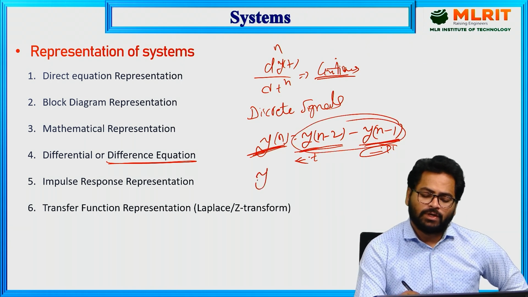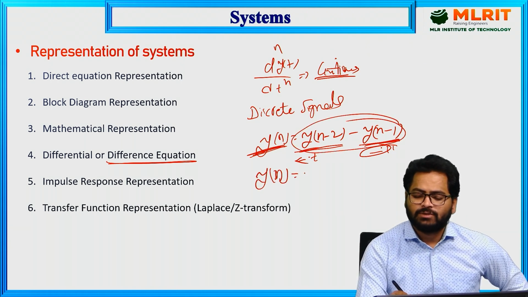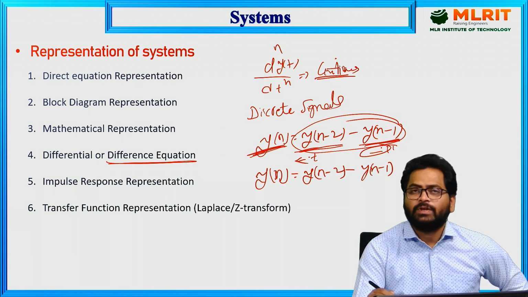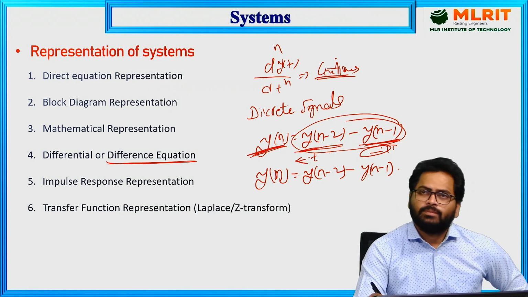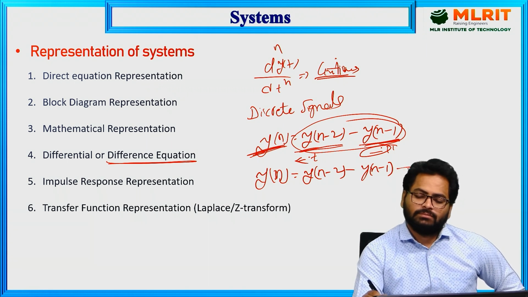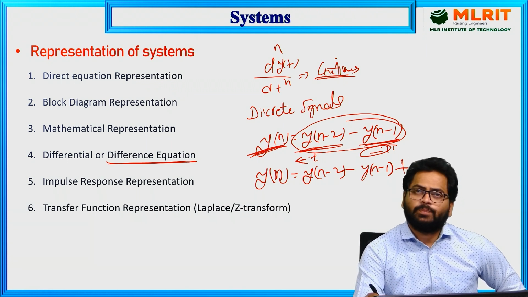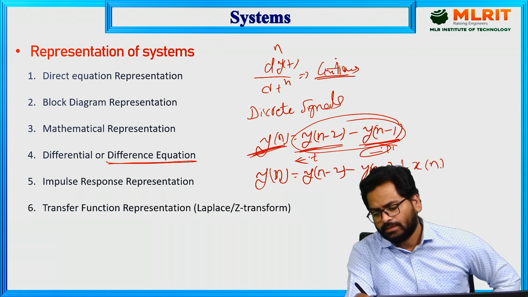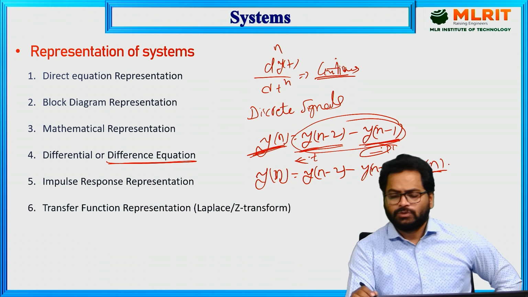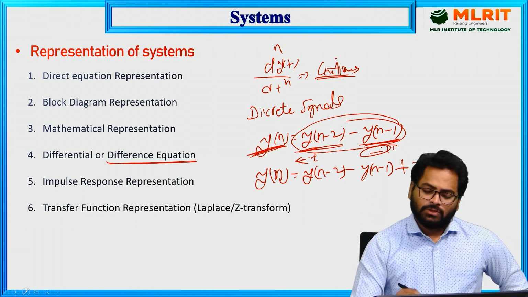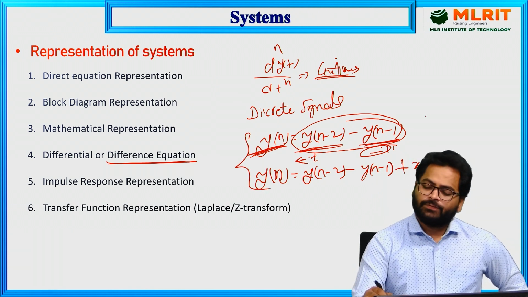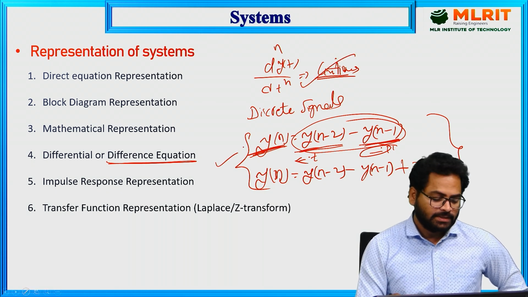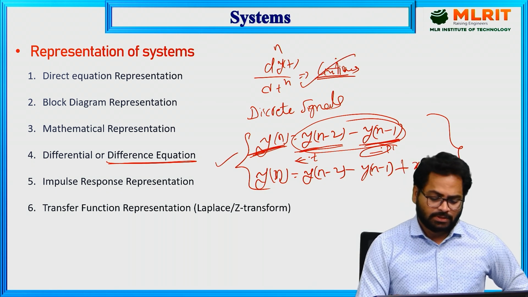Or you can write one more representation, y of n equals y of n minus 2 minus y of n minus 1. Next, it is a sum plus x of n like this. So you are representing x of n. So these are the difference equations. First one is the differential equation. So this is a difference equation in terms of discrete time signals.